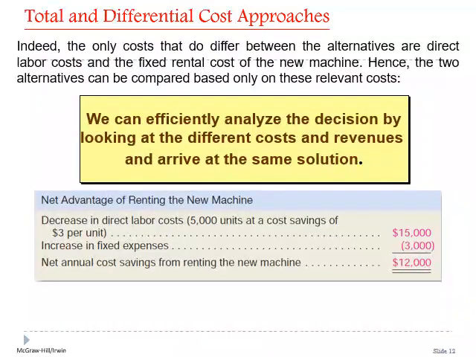So we can efficiently analyze the decision by looking at the different costs and the revenues and arrive at the same solution by doing this analysis. So to compute the net advantage of renting the new machine, we can compute the decrease in direct labor costs.